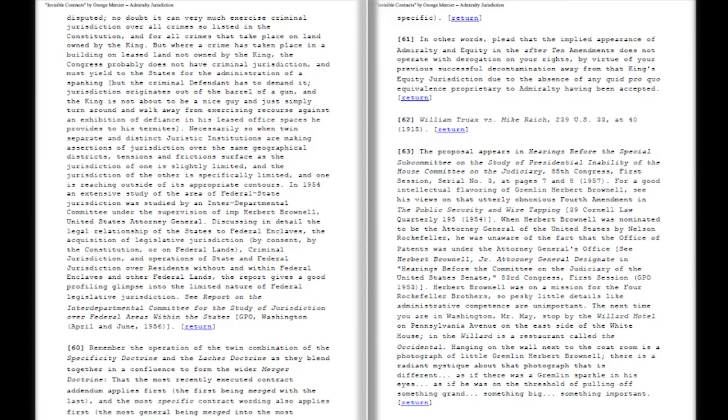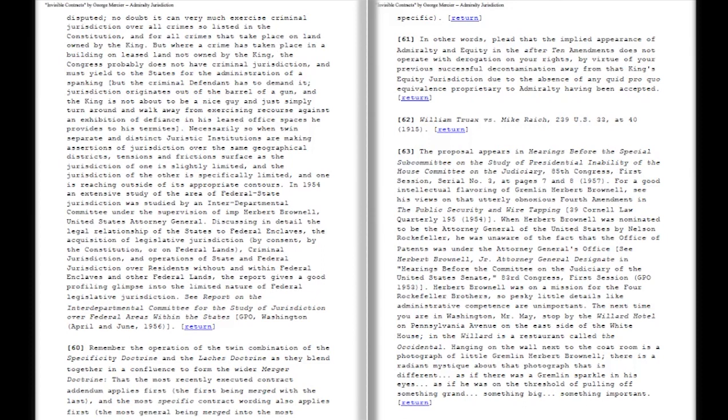In 1954, an extensive study of the area of federal-state jurisdiction was conducted by an interdepartmental committee under the supervision of Herbert Brownell, United States Attorney General, discussing in detail the legal relationship of the states to federal enclaves, the acquisition of legislative jurisdiction, by consent, by the Constitution, or on federal lands, criminal jurisdiction, and operations of state and federal jurisdiction over residents without and within federal enclaves and other federal lands. The report gives a good profiling glimpse into the limited nature of federal legislative jurisdiction. See Report of the Interdepartmental Committee for the Study of Jurisdiction over Federal Areas Within the States, GPO, Washington, April and June, 1956. Return 60.